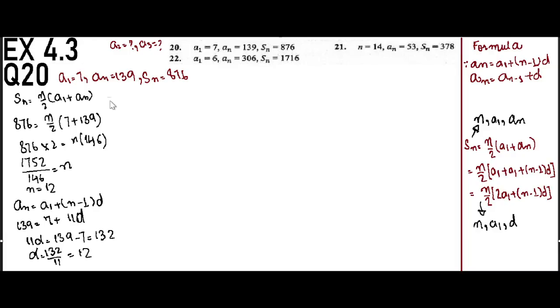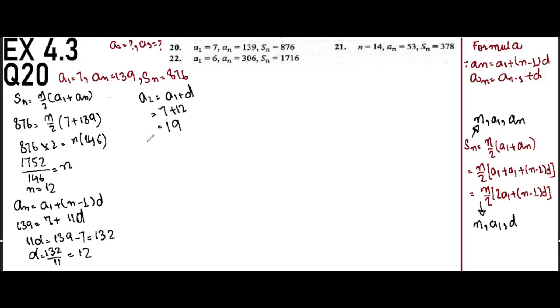We are sure about the rest of the values as well. So now we have to find the value of a2, which is equal to a1 plus d, which is equal to a1, 7, plus d, 12. It is equal to 19.